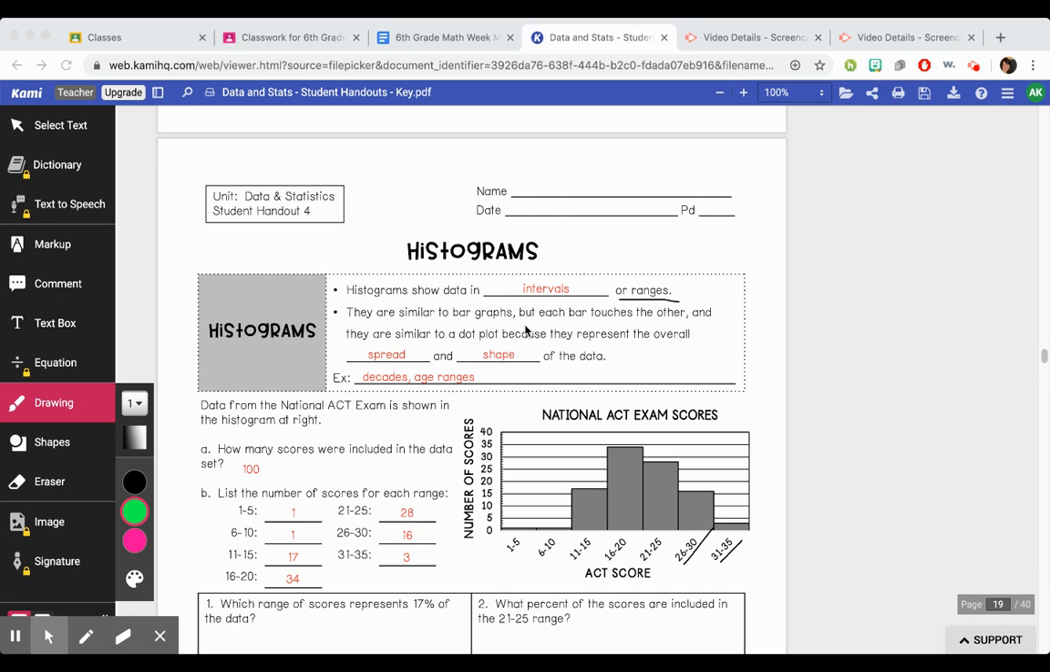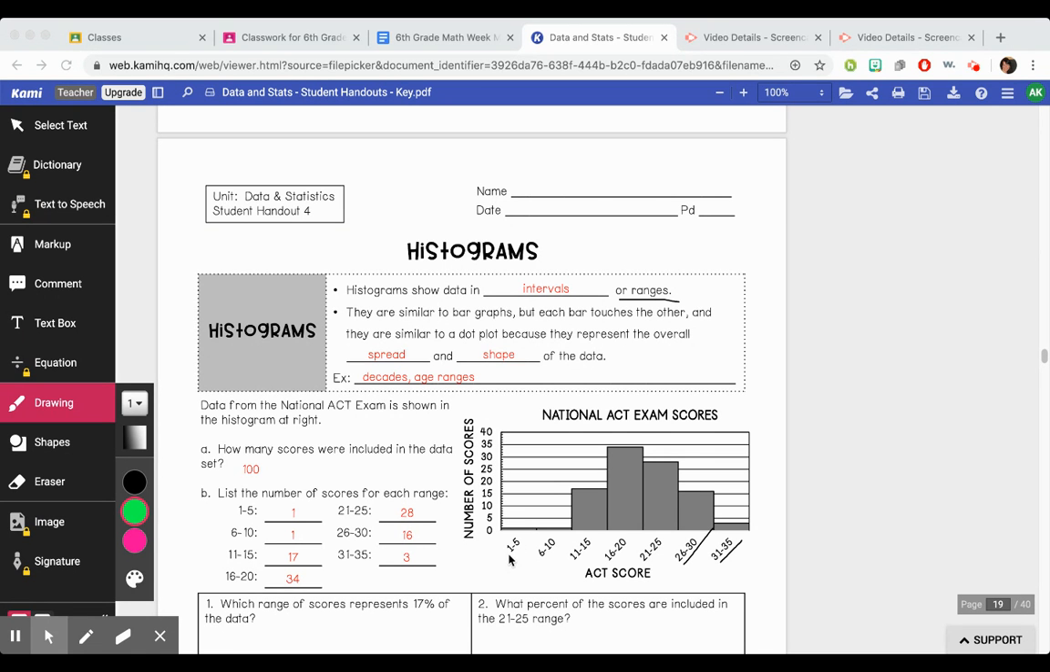So let's go back and we're talking about histograms. We're at student handout 4. And you could fill these out, but when we're talking about histograms, we're really talking about spread and shape of the data. And we're really talking about ranges. And you could see that here.